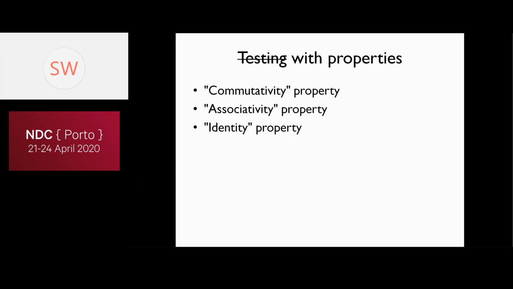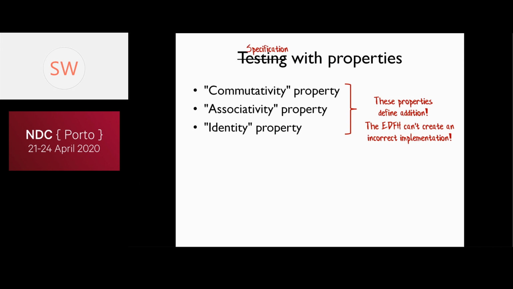Now, these things have words in mathematics. We call this commutativity, associativity, and identity. And this is not just a test. This is actually now a specification. Anything that implements these 3 properties is addition. That actually defines addition. So by defining it, if you pass these 3 tests of these 3 properties, that meets the specification of what addition is. So you literally cannot create an incorrect implementation.